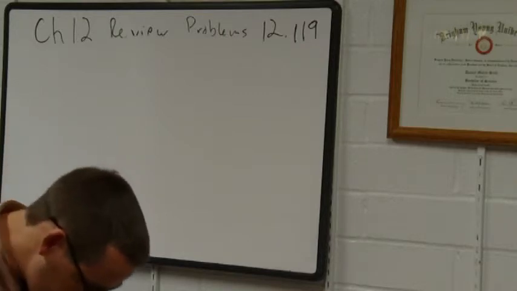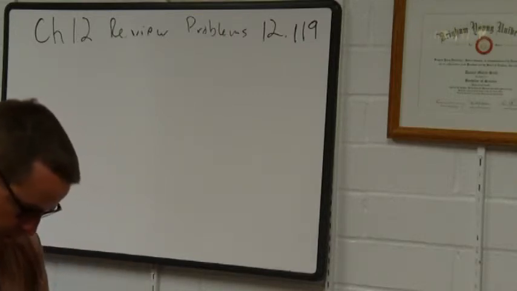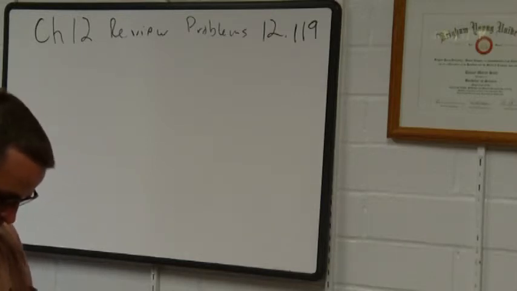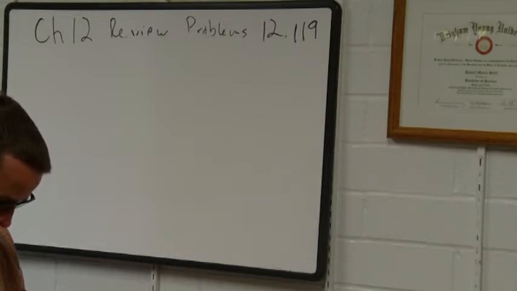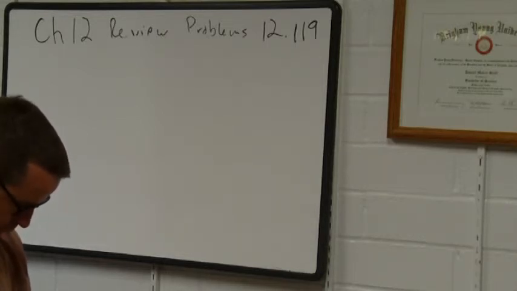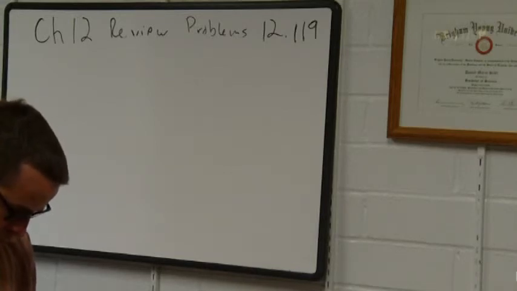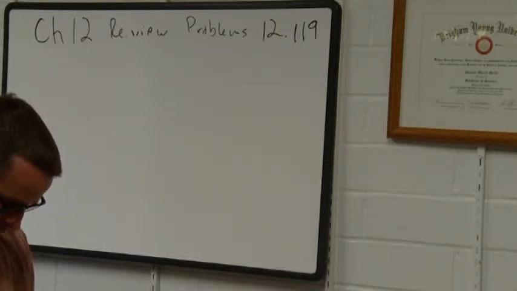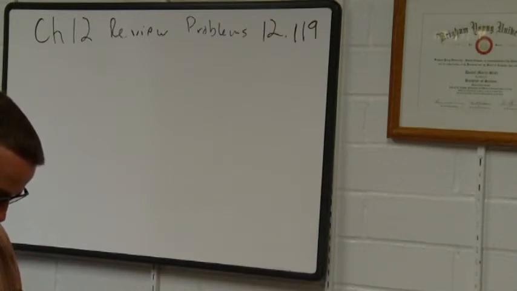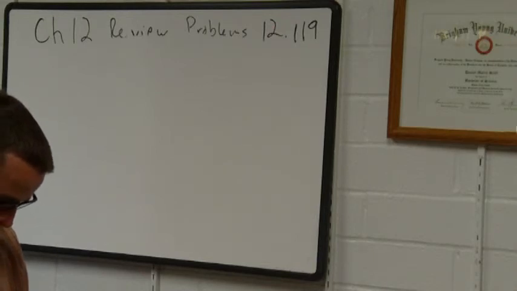12.123, indicate what type of crystal, ionic, molecular, covalent, or metallic, each of the following would form when it solidifies. So Br2, that would be a molecular solid. Lithium fluoride, that would be an ionic solid. Magnesium oxide, that's an ionic solid. Molybdenum would be a metallic solid. Silicon would be a covalent solid. PH3, a molecular solid. Sodium hydroxide, ionic solid.